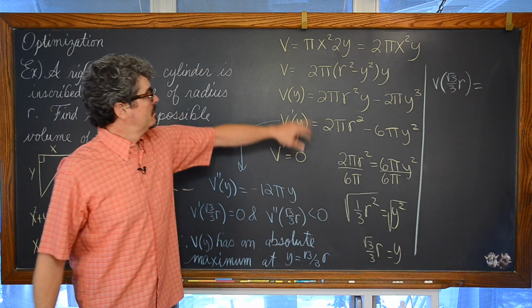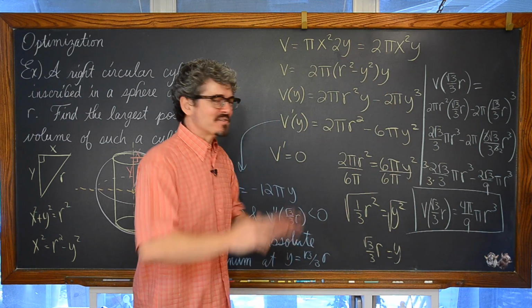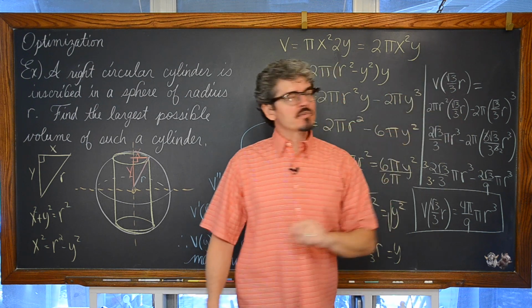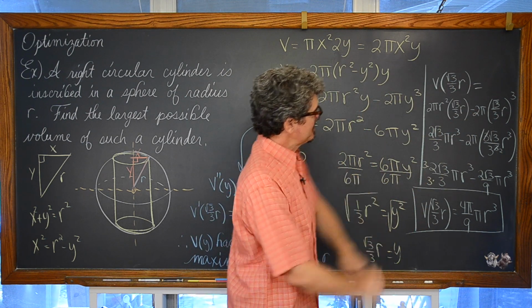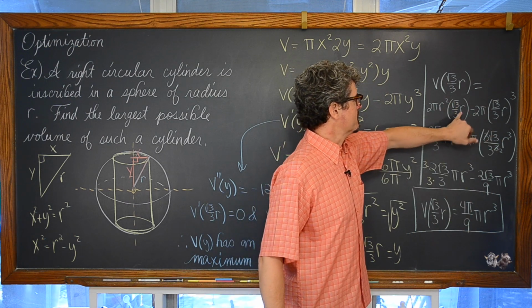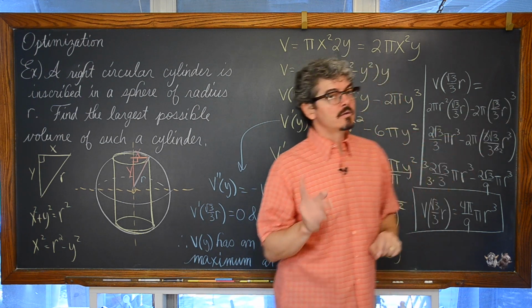is equal to 2 pi. I forgot my r and I ran out of time. So let's just finish this up again. We have v of square root of 3 over 3 r is equal to, when you include the r in your substitution the second time, 2 pi r squared times square root of 3 over 3 r minus 2 pi times square root of 3 over 3 r cubed.